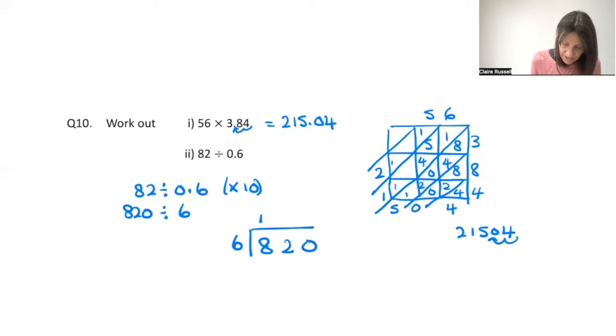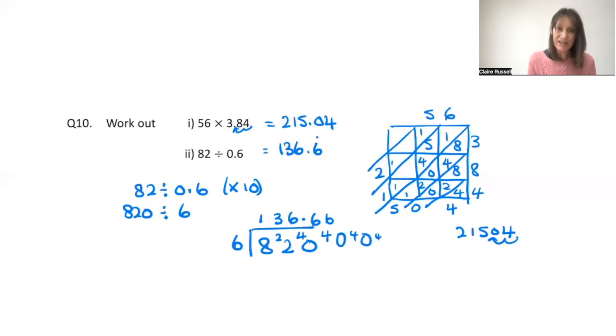So 6's into 8 go 1, remainder 2. 6's into 22 go 3. 3 6's are 18, so I've got 4 left over. 6's into 40 go 6. 6 6's are 36, so I've got 4 left over. Now that 4 is hanging around, so we're going to stick the 0, stick the decimal in. Then 6 is into 40. I think we can all see what's about to happen. We'll go 6, remainder 4. We'll go 6, remainder 4. So we have 136.6 recurring. All right, so hopefully that went well.